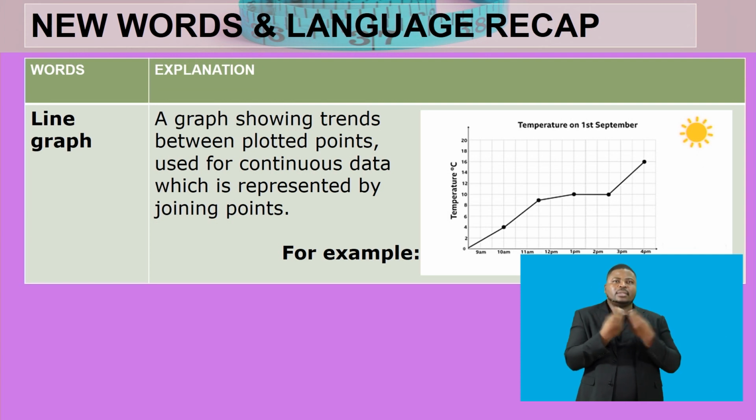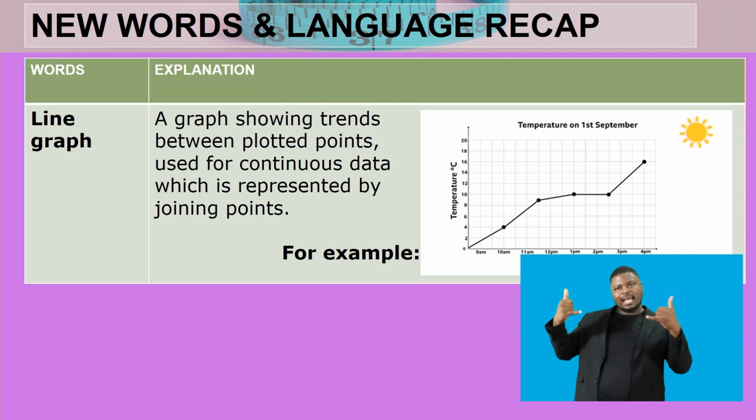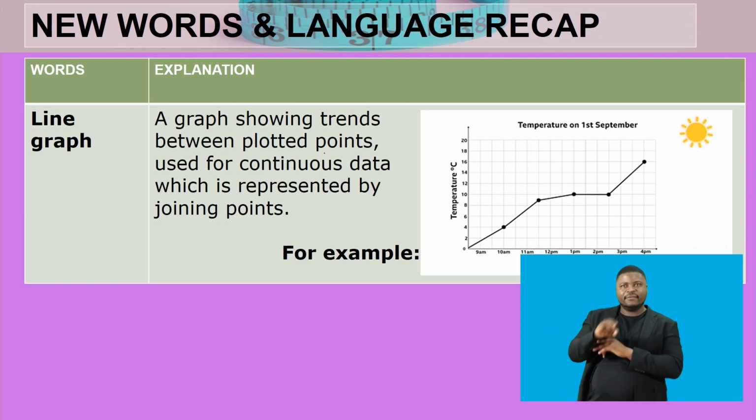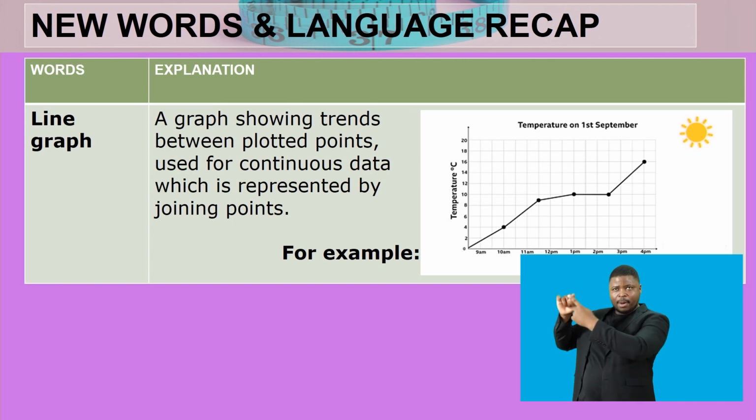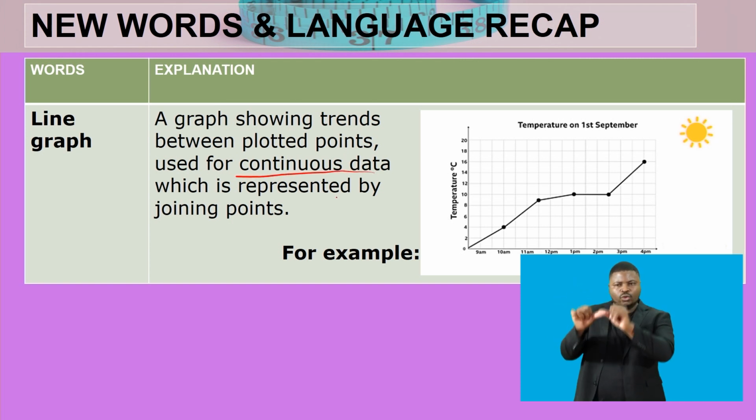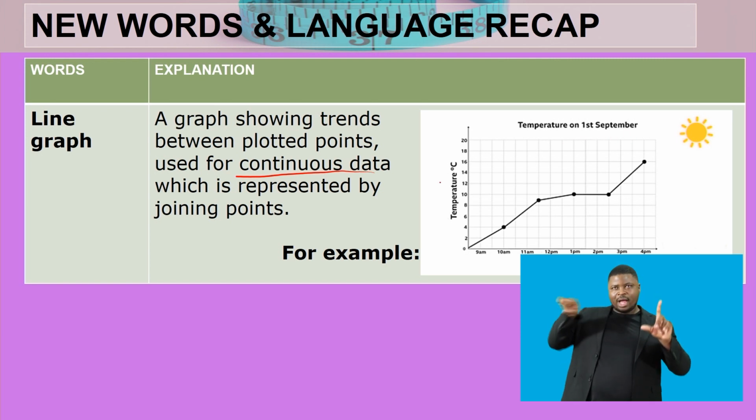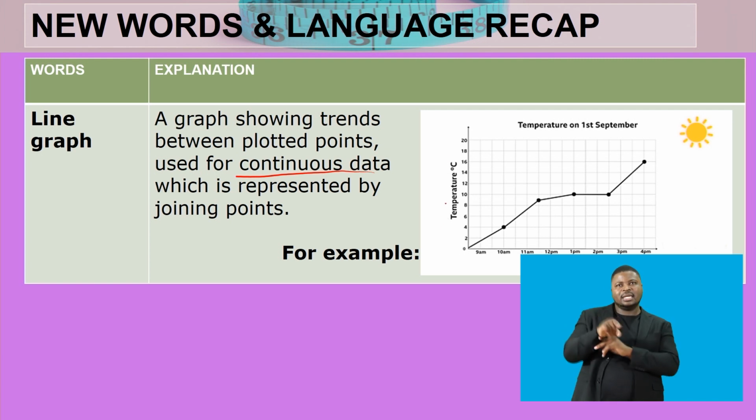Okay, a line graph we defined as a graph showing trends between plotted points used for continuous data, which is represented by joining points. For an example, we're given a graph there for the temperature on the 1st of September, where the temperature was our dependent variable and the time was our independent variable.